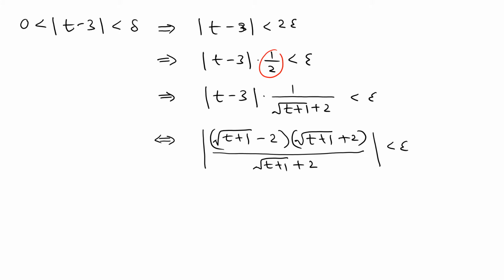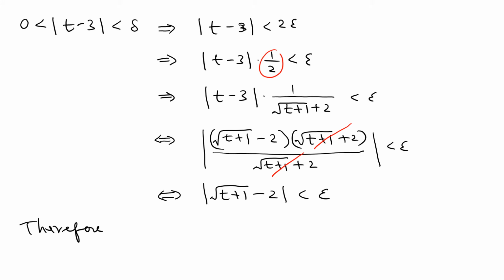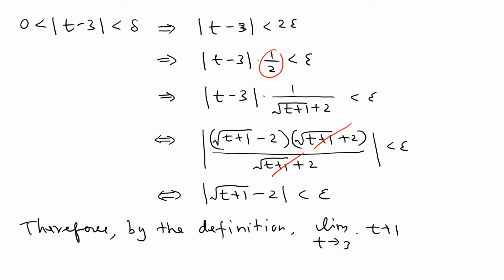Now we combine, and you can see you can cancel this with that. Once you cancel that, this is again if and only if, because they are all equal. So if and only if, you can write this one as the square root of t plus 1, minus 2, less than epsilon. So now we have the proof. That's exactly what we want to prove. Therefore, by the epsilon-delta definition, you prove that the limit as t goes to 3 of the square root of t plus 1 equals 2. So that completes the proof.